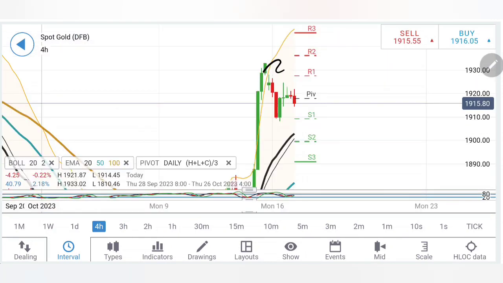Likewise on the 4-hour chart. See, on the 4-hour chart, the moving averages are still staying far below, and that is what has happened.